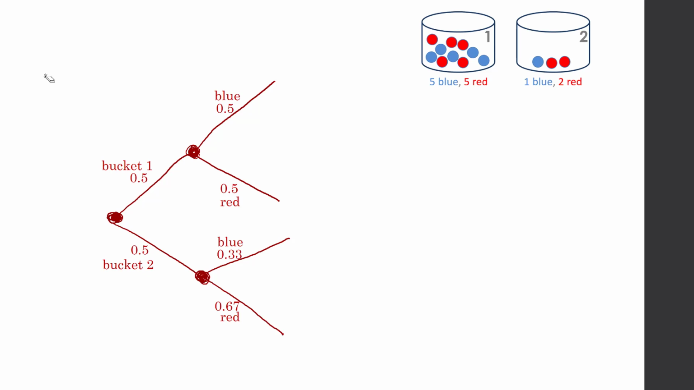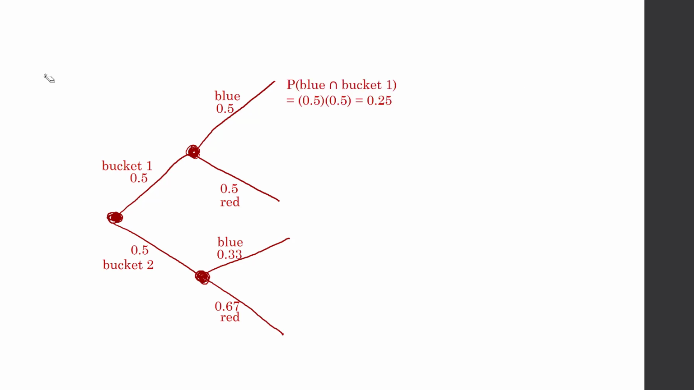So we've got our tree diagram labeled. Now, do you remember what the tree diagrams mean? How you use them? Well, if you walk up a path and multiply the probabilities, you get intersections. So the probability of being a blue marble and being from bucket 1 is multiply the probabilities up that path. 0.5 times 0.5 is 0.25. The probability of being from bucket 1 and being a red marble is 0.5 times 0.5, 0.25.